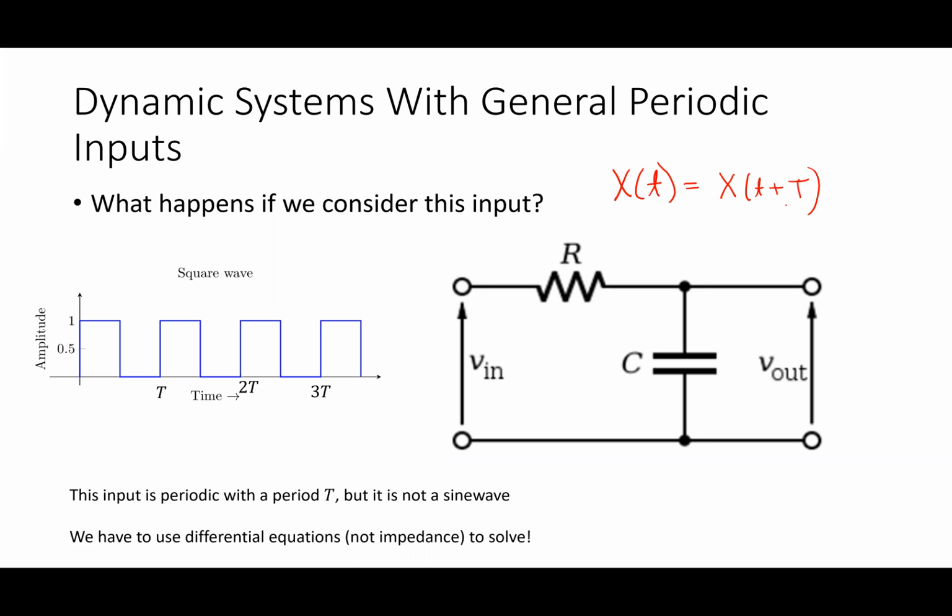So in other words, if I shift ahead in time by T, the two will be equal to each other. And more generally, I can say x of t plus nT, right? I could go 1,000 periods ahead and it would have the same thing. I could also go 1,000 periods behind and it would be the same value. So that's our general definition of a periodic waveform. We can take that waveform.